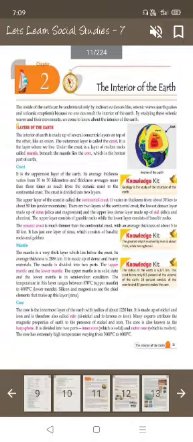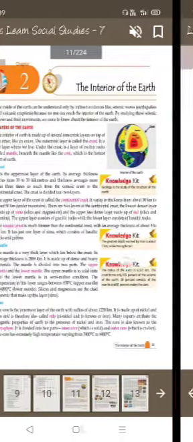Next is the core. The core is the innermost layer of the earth with a radius of about 1220 km. It is made up of nickel and iron and is therefore called the NIFE. Ni for nickel and Fe for ferrous. Ferrous means iron. Many experts attribute the magnetic properties of the earth to the presence of nickel and iron. The core is also known as the barysphere. It is divided into two parts, the inner core and the outer core.